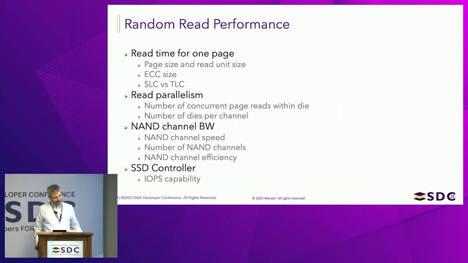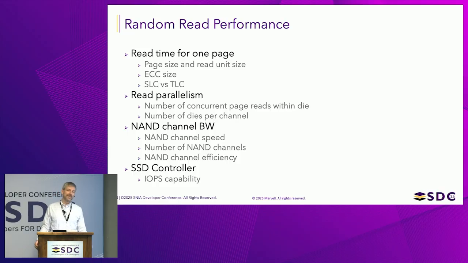So let's talk a bit more about those parameters. Of course, you want to improve the random read IOPS, so you need to improve the read time. So you need to look at page size. As I said, within each NAND, you access the NAND by addressing pages. To improve the random read performance, one consideration is to reduce the page size to improve the read time.